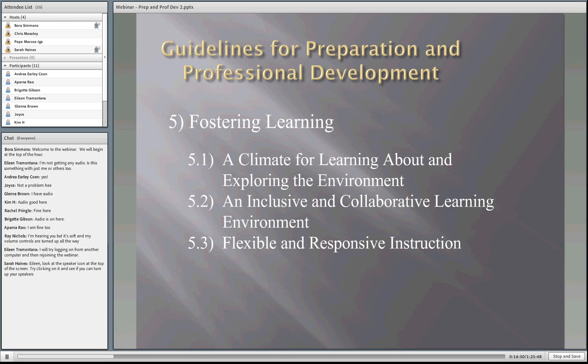The fifth of the themes really gets into the notion of how do we foster learning? How do we motivate learners? So how do we make sure that we have created a climate in which learners are intellectually stimulated and motivated to learn about the environment? How do we create an inclusive and collaborative learning environment? And how do you set up learning that's flexible and responsive to learners and their needs? So all of those are skills that are important for the environmental educator to master.